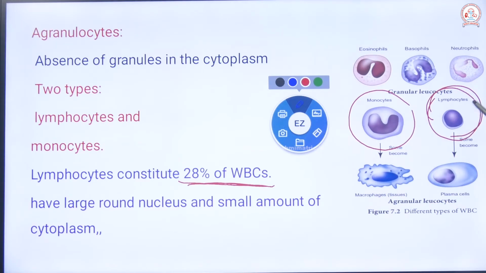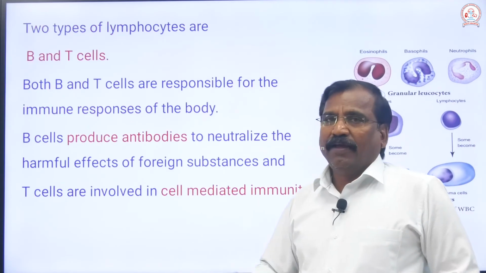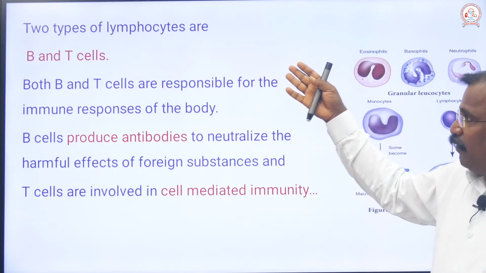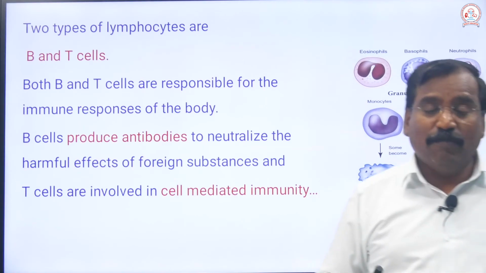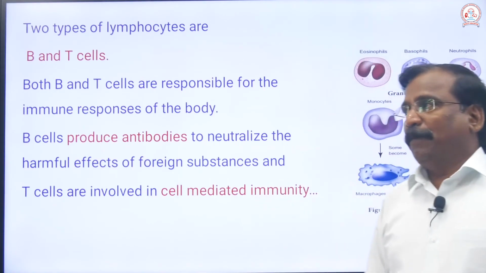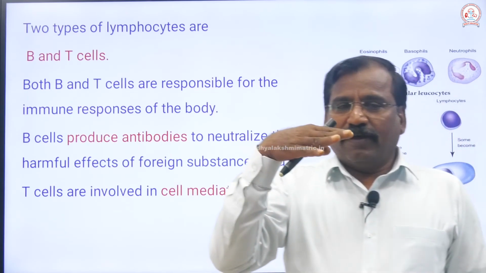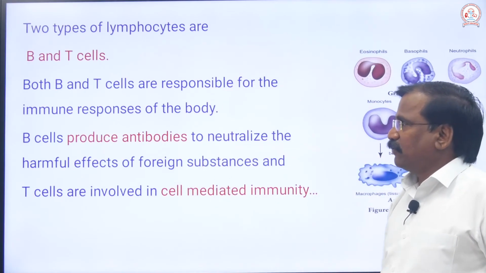Okay, this is a lymphocyte, and then next is the monocyte. Lymphocyte and monocyte come under the agranulocytes. There are two types of lymphocytes, the B lymphocyte and the T lymphocyte. B stands for bone marrow, T stands for thymus. B cells are produced in the bone marrow, and those that mature in the thymus are called T cells.